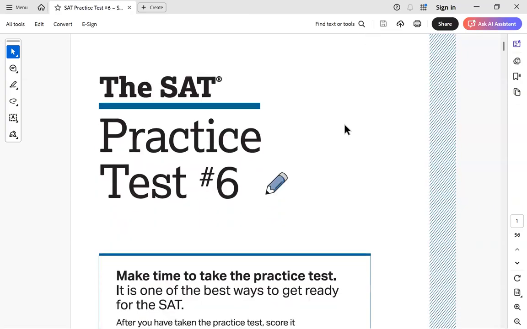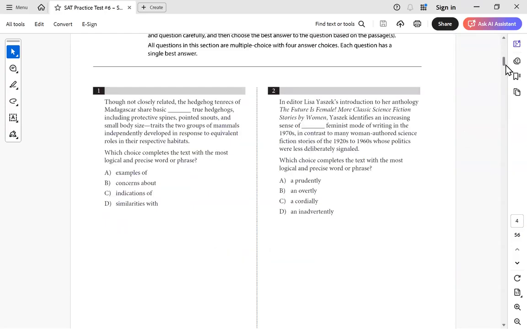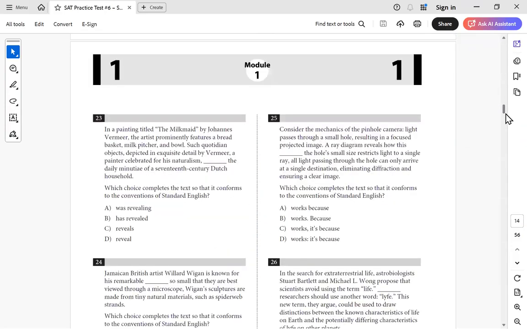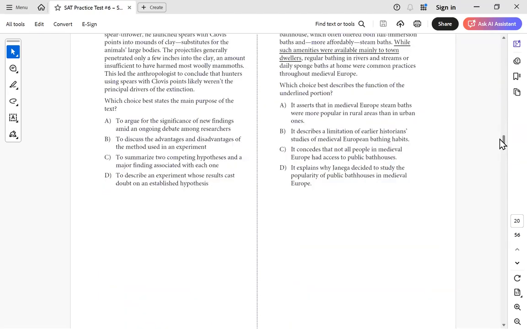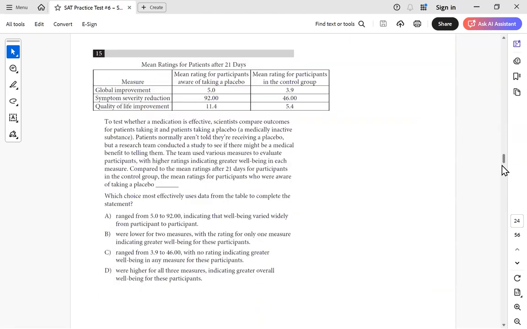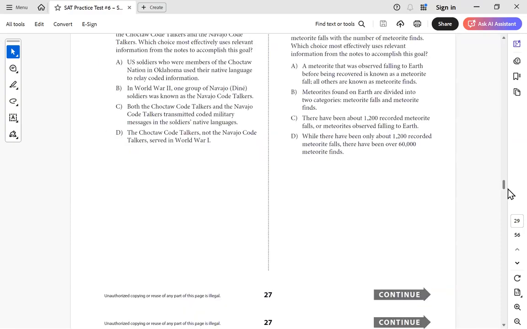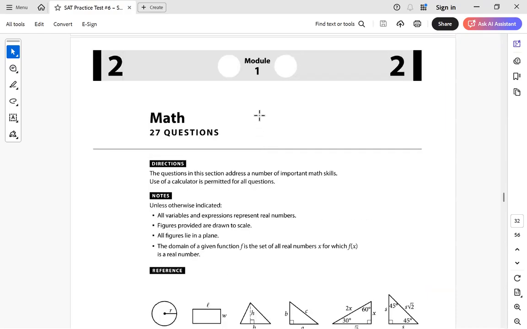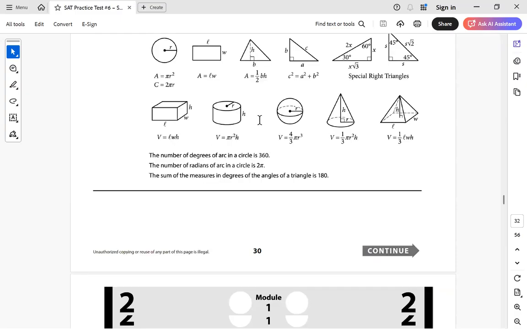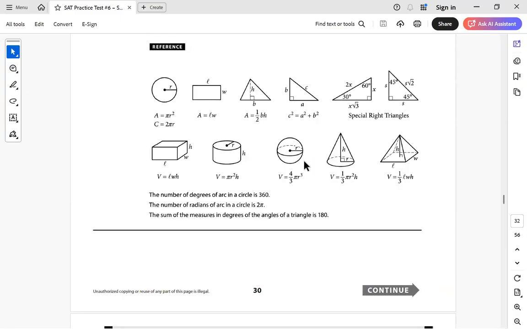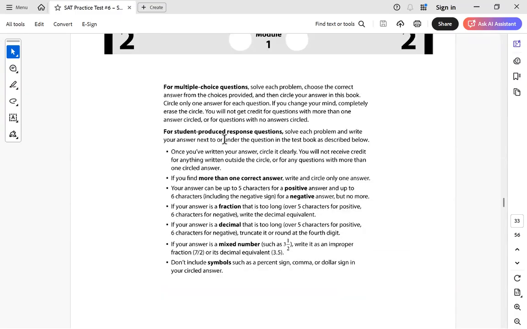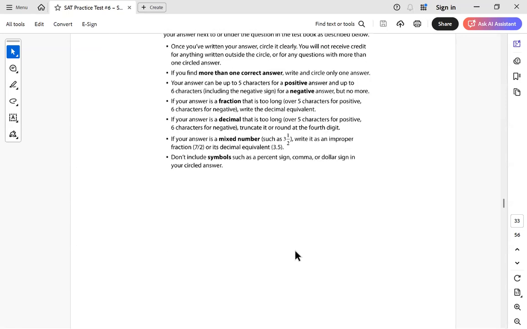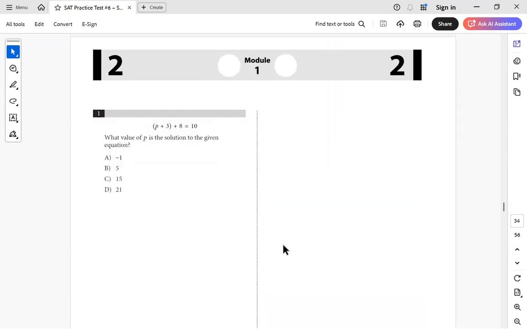When you open that test up, practice test number 6 is going to look like this. And the reading and writing part comes first. We are not going to cover reading and writing. We're only going to cover the math part, which starts on page about 30. I say about because there's directions. The first page of math gives you some formulas and then gives you some directions of how to write your answers. And then on page 32 is where module 1 starts.